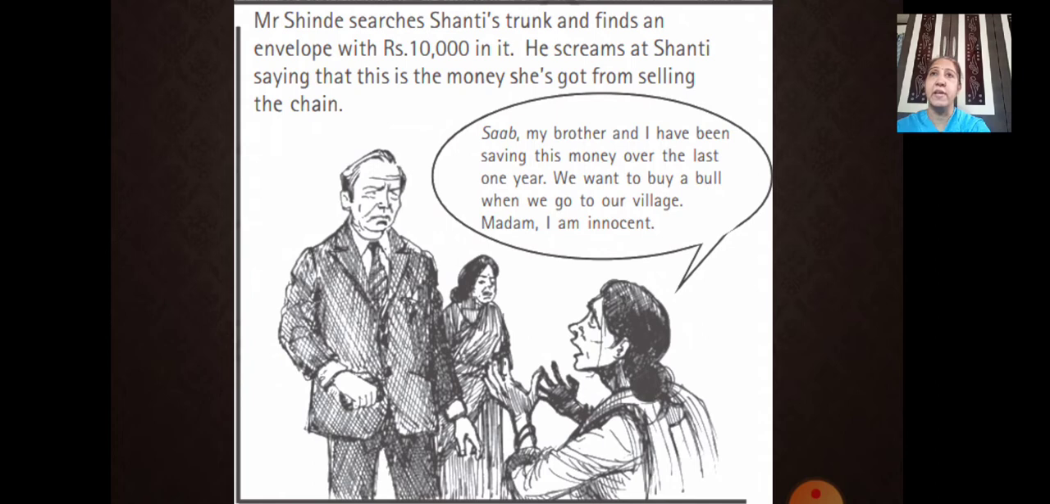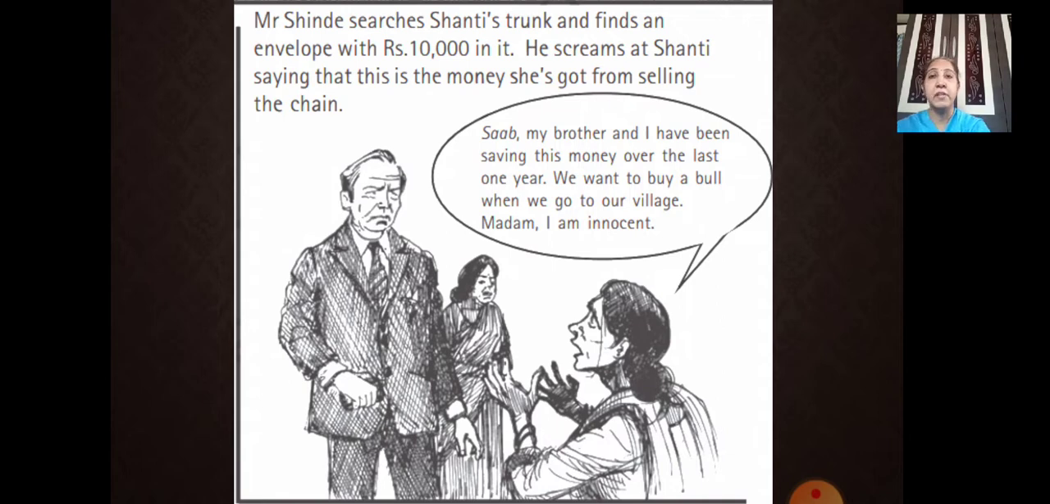Then Mr. Shinde searches Shanti's trunk and finds an envelope with rupees 10,000 in it. He screams at Shanti, saying that this is the money she got from selling the chain. But what did Shanti answer when Mr. and Mrs. Shinde blamed her for the theft and started screaming at her? Then what did she say?